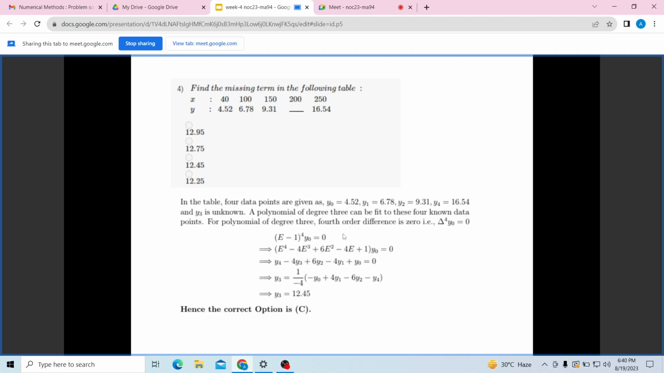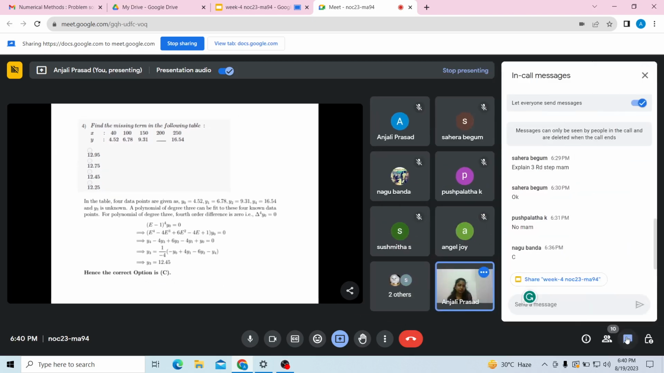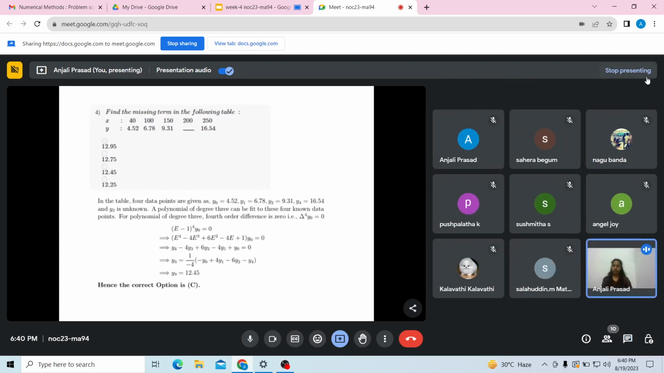Okay. So using the difference operators, you can interpolate the value at y3. Is it clear to everyone? If you have doubt in any of the steps, tell me and try to solve using this method. In any of the steps, if you have doubt, tell me.